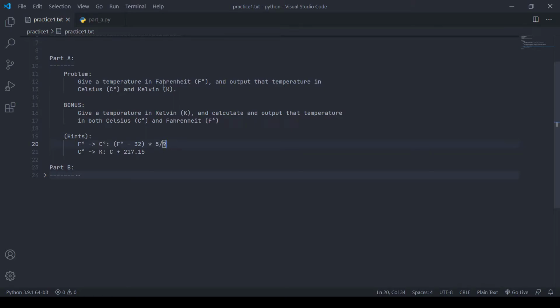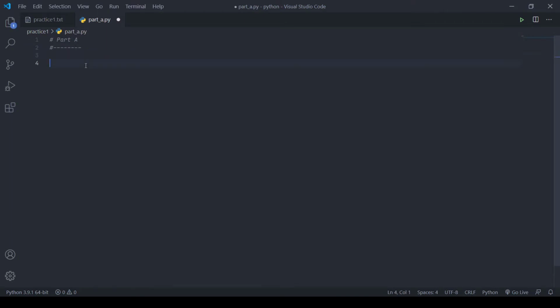So first things first, let's go ahead and get the input from the user. I'm going to call this variable f to signify Fahrenheit. I'm going to say enter the temperature in Fahrenheit, and then that will gather the input from the user. So that's the first step done.